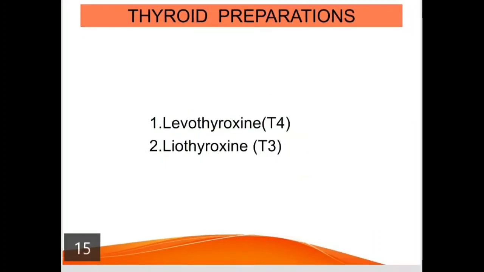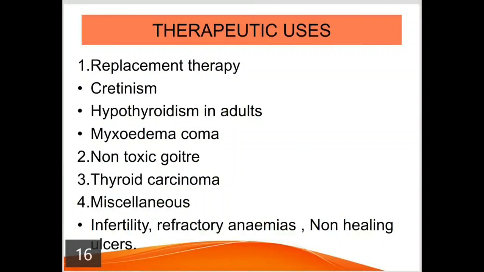Thyroid preparations. First one is levothyroxine, second one is liothyronine. Levothyroxine is T4, liothyronine is T3. In therapeutic use, the first one is replacement therapy, which consists of cretinism, hypothyroidism and myxedema coma. The second therapeutic use is non-toxic goiter, third is thyroid carcinoma, fourth is miscellaneous. The miscellaneous uses contain infertility, refractory anemias, and non-healing ulcers.